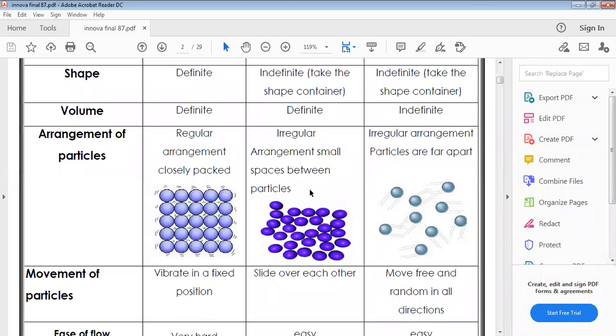Now the liquid. Liquid, we said, has an irregular shape. They have spaces between them. So how will their movement be? They are going to slide over each other. They have to slide over each other. What about the gas? The gas has large spaces between the particles. The gases move randomly and freely.